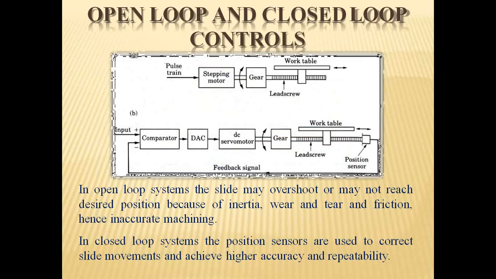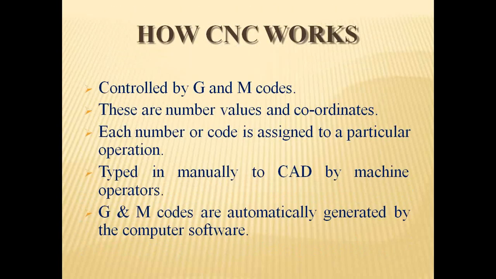If you consider open and closed loop system controls, for any CNC we use only a closed loop system. Why? Because there is a great disadvantage in an open loop system. The slide may overshoot or may not reach the desired position because of wear and tear and friction of the machine unit. If you are using a closed loop system, position sensors are used to correct the slide movements, and greater accuracy can be achieved.